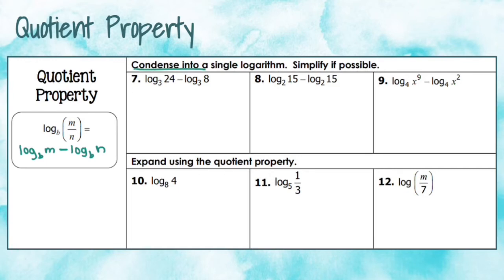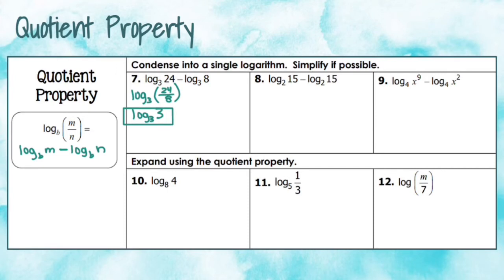So when we want to condense from subtraction to division, we're going to have log base 3 of 24 over 8. And the first number always is the one on top. So this is just going to equal log base 3 of 3.